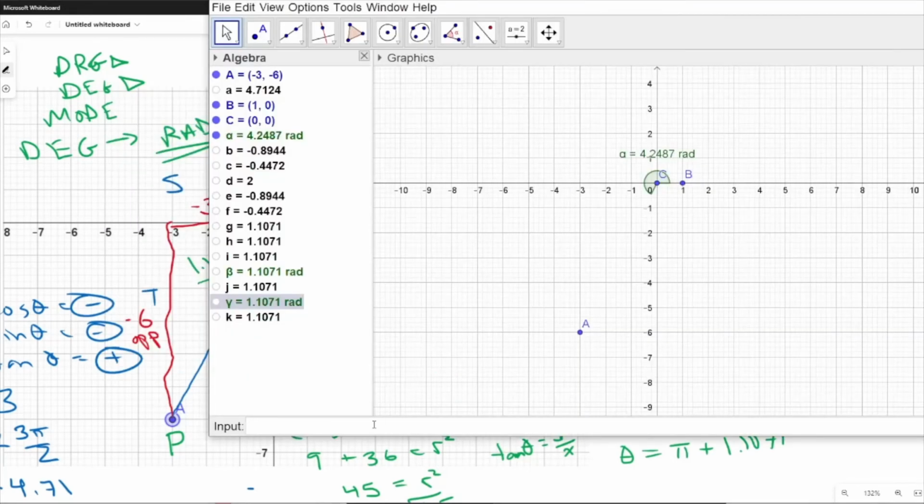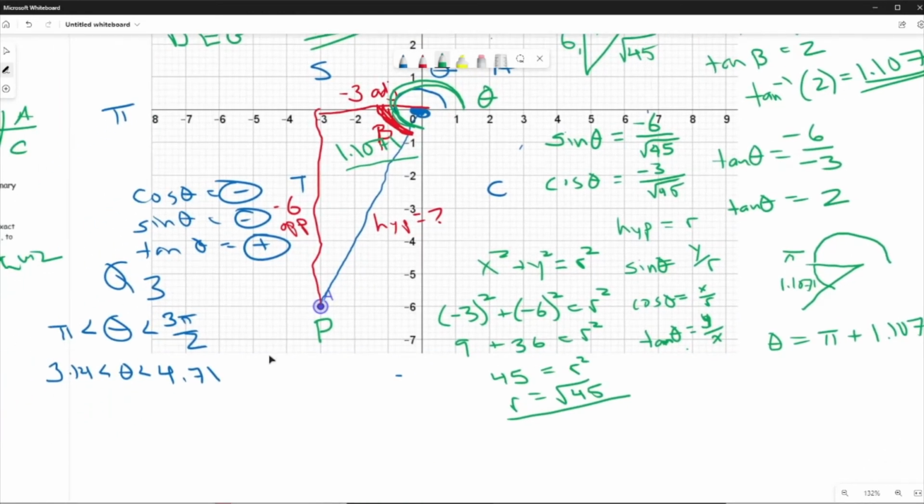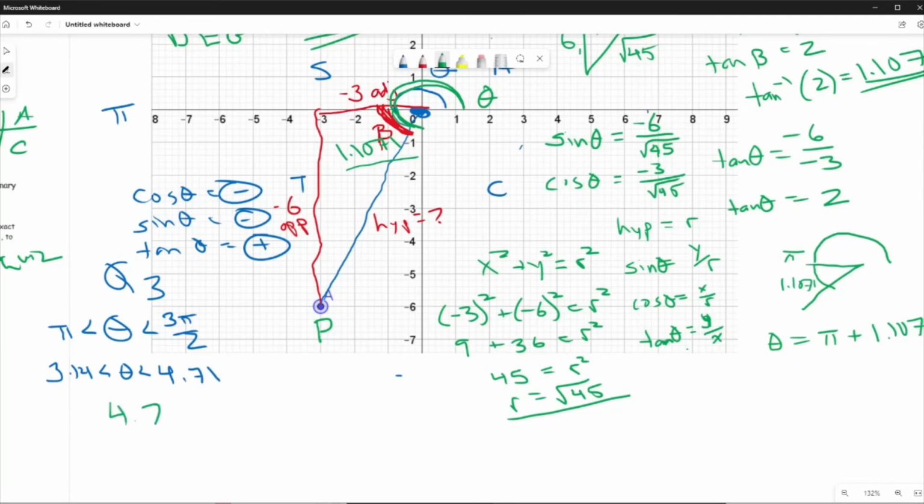So let's go back and we'll do theta is equal to pi plus 1.1071. And my final answer, therefore, is 4.2487. Now let's go back to where we expected the answer to be. We expected the answer to be somewhere between pi and 4.71. Our answer is 4.2487, and that is right in the zone where we expected it.